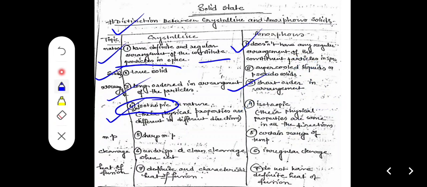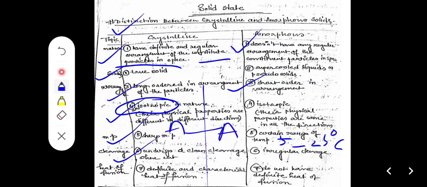Okay, melting point: crystalline has a sharp melting point, amorphous has a certain range of temperature, for example 5 to 25 degrees centigrade. Okay, cleavage: crystalline undergoes clean cleavage when cut. There must be clean cleavage. For example, there should be this type of cut. But for amorphous it should be irregular. For example, A, B, C. There should be a cut like this. That should be irregular. Okay.